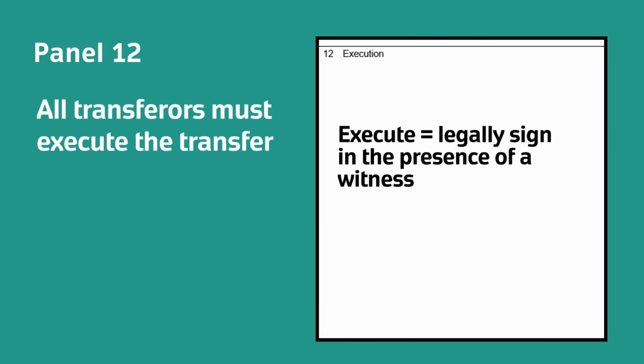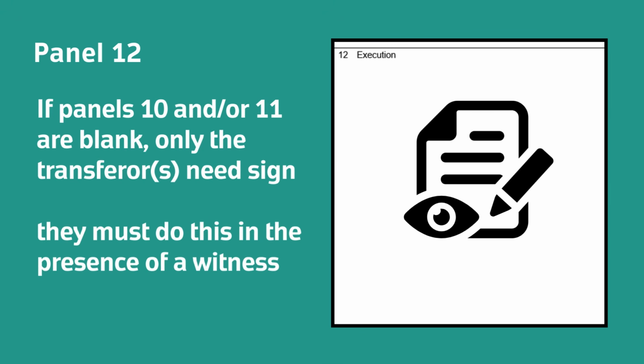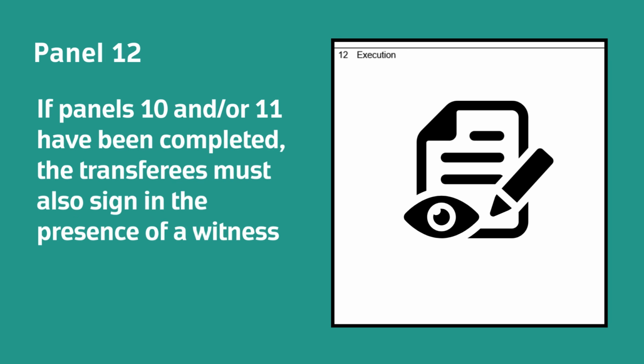Panel 12. Execution. All of the transferors must execute, which means legally sign the transfer. If panel 10 and/or 11 are blank, only the transferor or transferors need sign, which they must do in the presence of a witness. If panels 10 and/or 11 have been completed, the transferees must also sign in the presence of a witness.